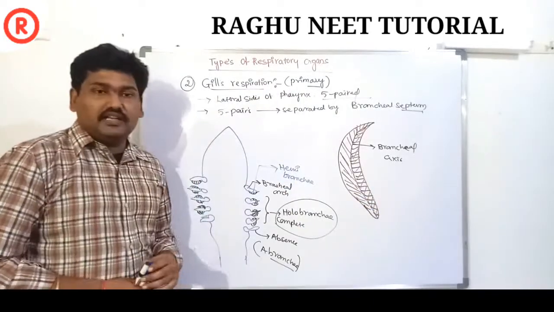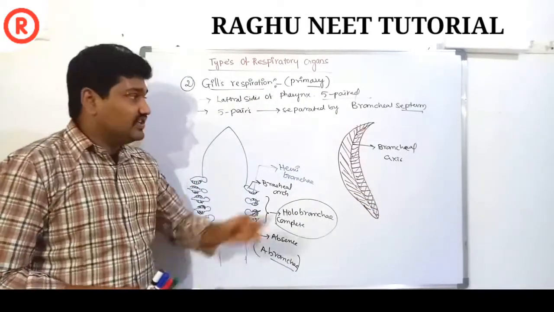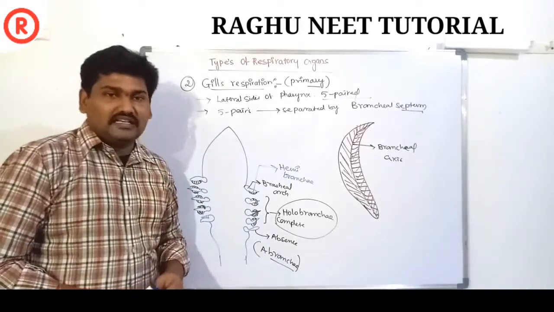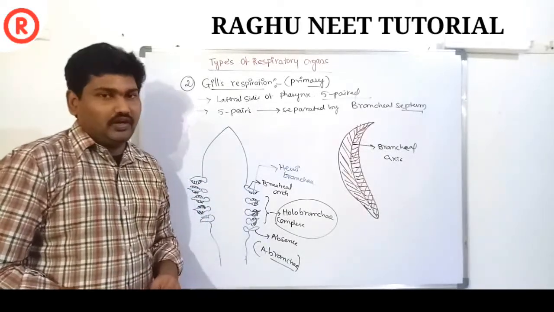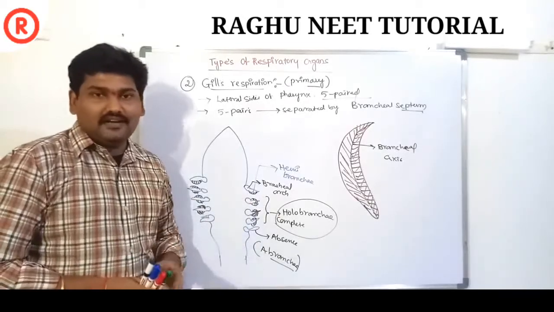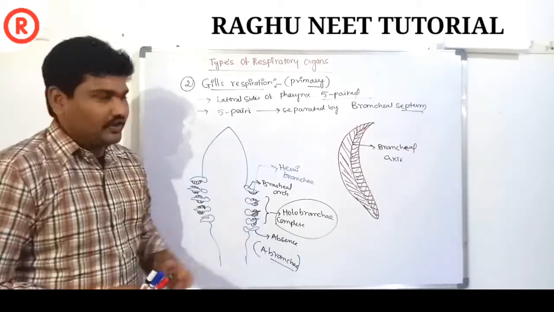The gills are located in the lateral side of the pharynx region. These are five paired in number. They are completely covered by the outermost pouch, known as the operculum. Some individuals lack an operculum, mainly the cartilaginous fishes.